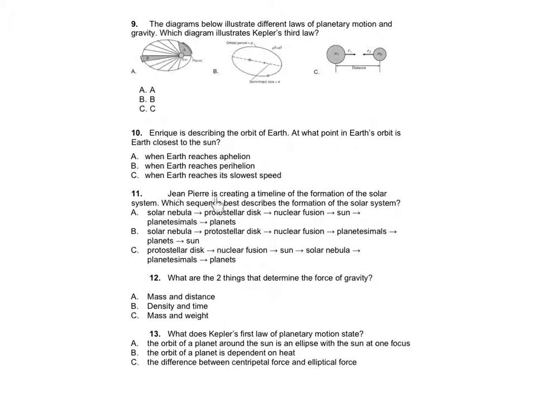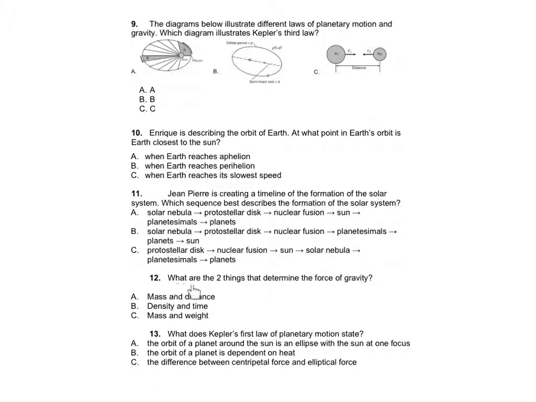Number 11. Jean-Pierre is creating a timeline of the formation of the solar system. Which sequence best describes the formation of the solar system? A, solar nebula to protostellar disk to nuclear fusion to Sun to planetesimals to planets. B, solar nebula to protostellar disk, nuclear fission, planetesimals to planets to Sun. C, protostellar disk to nuclear fusion to Sun to solar nebula to planetesimals to planets.